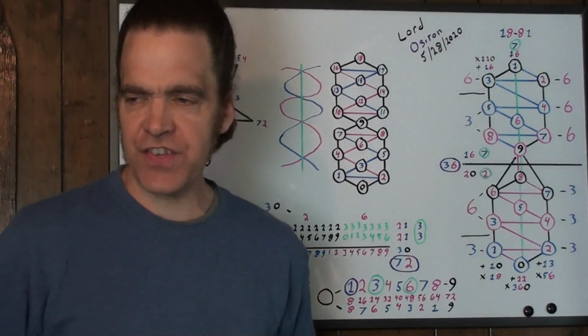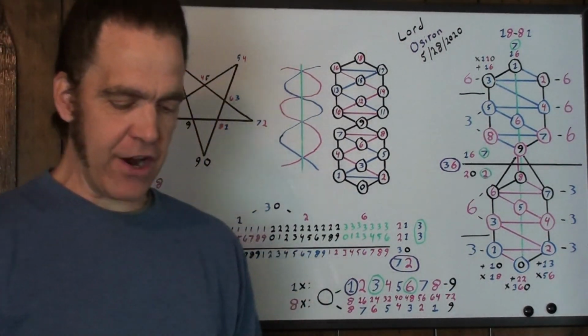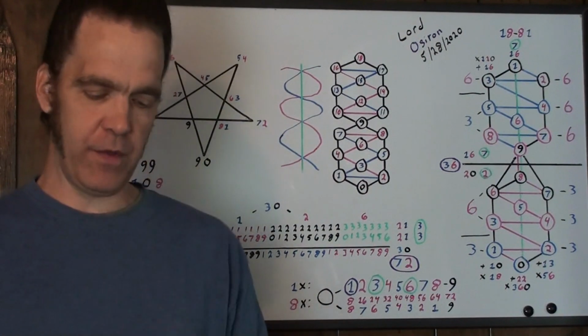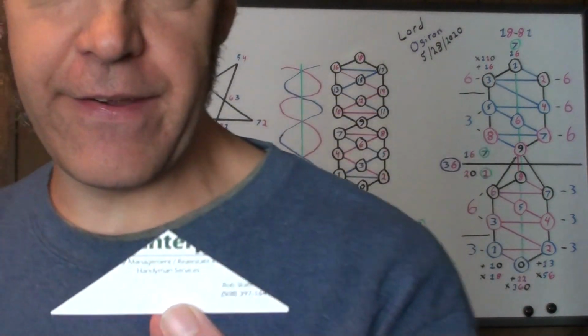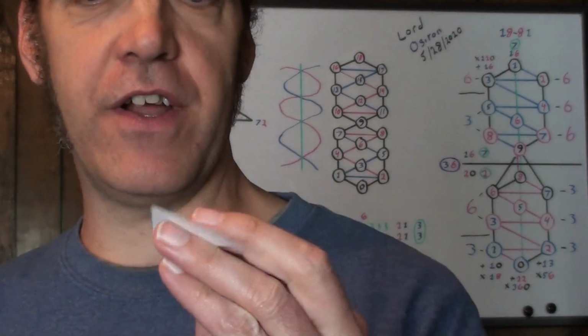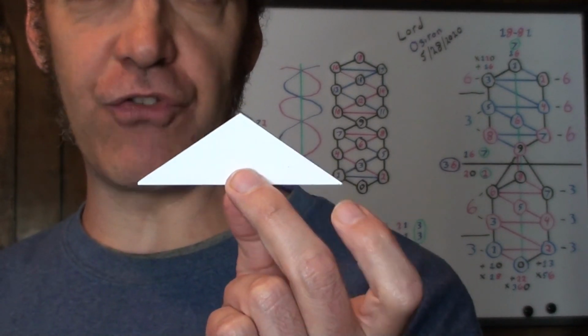Now, next section's interesting here. I had help with this. Let me get back on camera. I was inspired by this by Ken Wheeler. I was watching one of his videos and he talks about the Pythagorean triangle. Let me get closer. This is an estimation of a Pythagorean triangle.